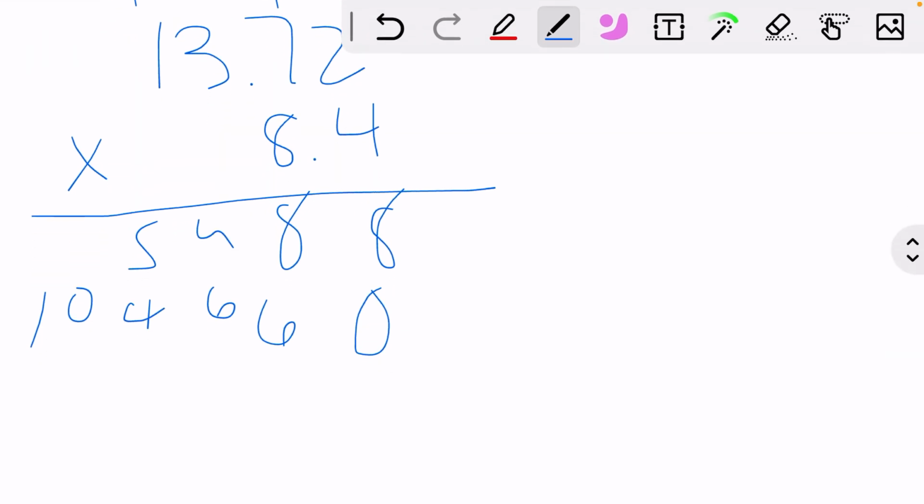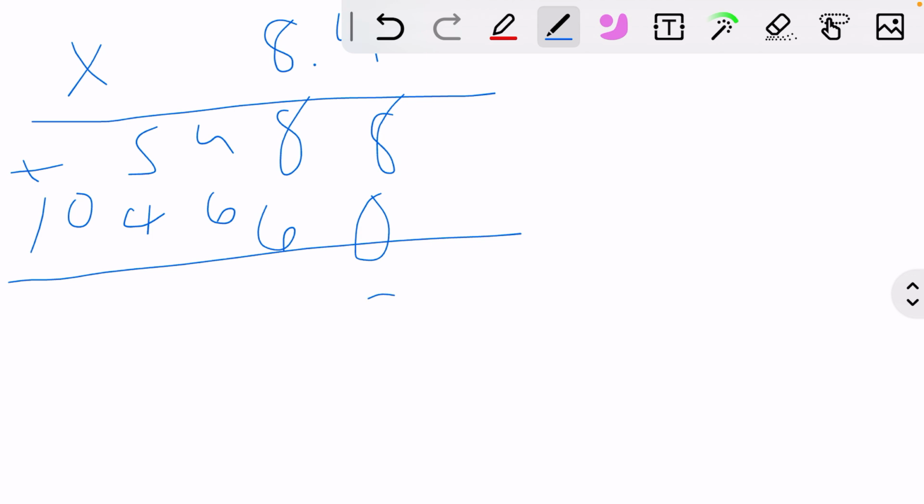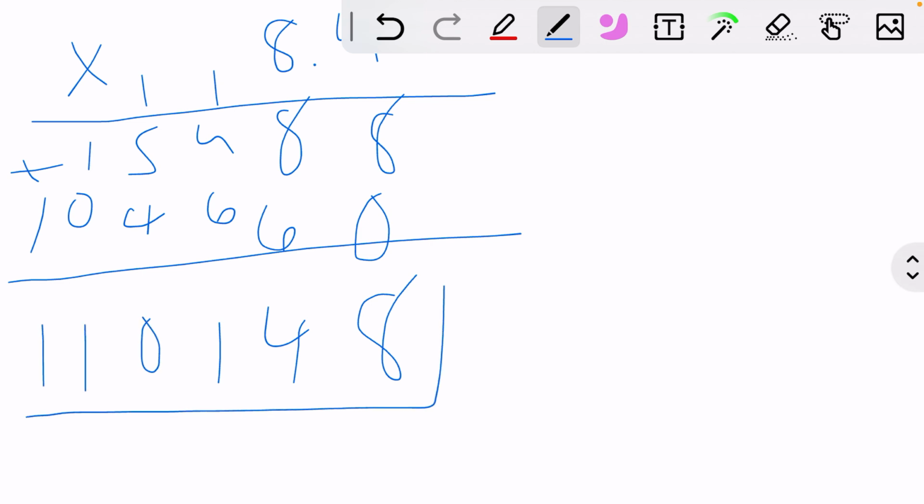let's go ahead and add these two. As a matter of fact, let's go ahead and add this. 8, and 8 plus 6 is going to be 14. 6 and 4, 10, 11. 1. So after we add the two products, this is the number that we get, 110148.